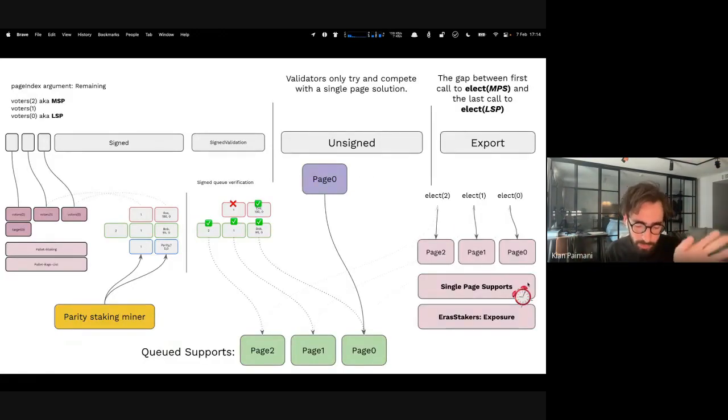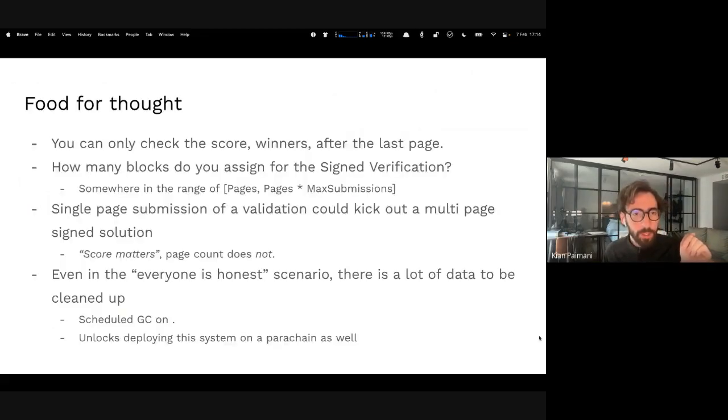The reason is that these pallets are all written from scratch and they are designed to work multi-page. Staking, unfortunately, is really not designed like that, and refactoring it is its own beast, so it'll come at a later point. For now, the assumption is that even if we have a multi-page solution, it needs to be such that it can be safely processed and aggregated on the staking side with a reasonable weight consumption. Yeah, some food for thought.